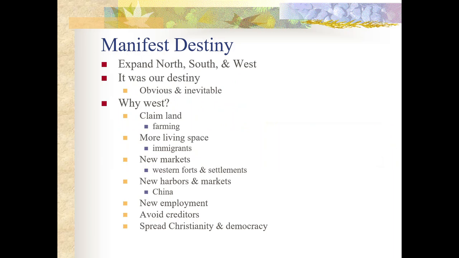And overall, new employment, many individuals wanting to start a new life. You know, during the economic panic after the destruction of the Bank of the United States by Andrew Jackson, the economic panic of 1837 is going to encourage many settlers to abandon what they thought were the problems of the East and try to start a new life in the West.